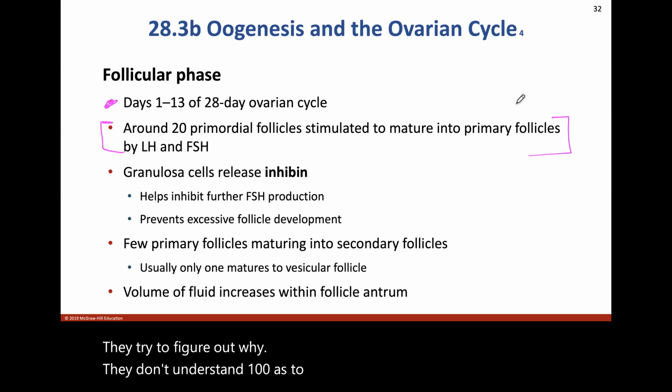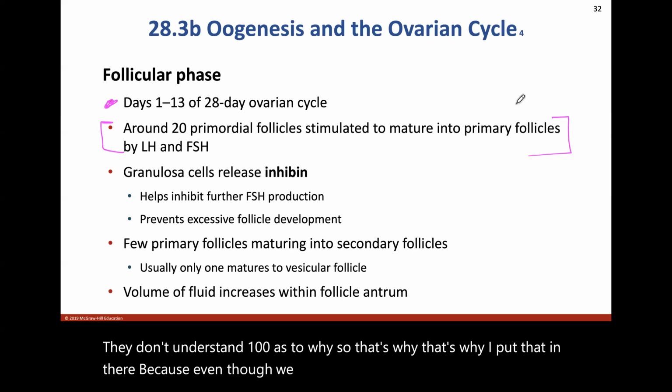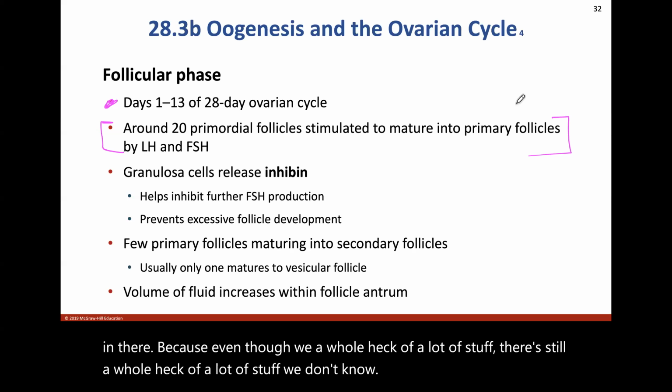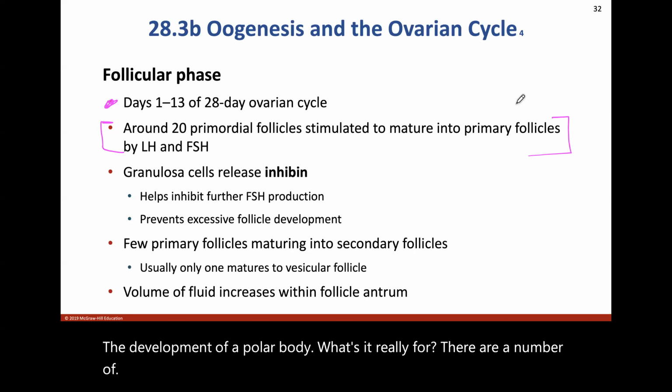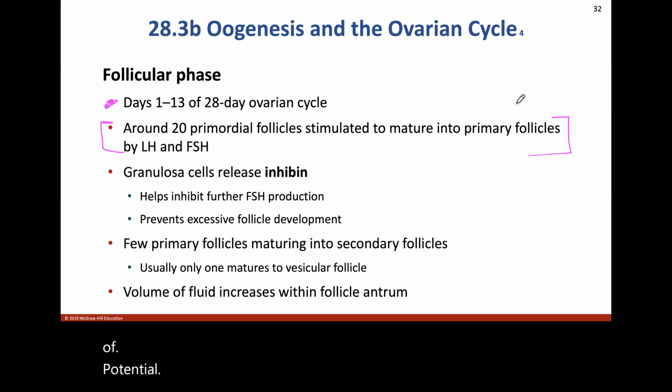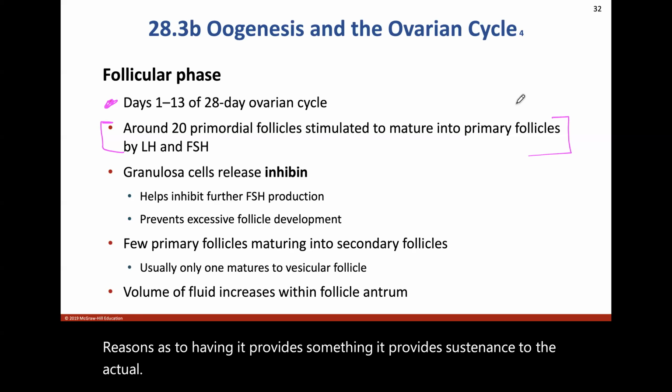So that's why I put that in there, because even though we know a whole heck of a lot of stuff, there's still a whole heck of a lot of stuff we don't know. Like the development of a polar body. What's it really for? There are a number of potential reasons as to having it. It provides sustenance to the actual egg that does fully develop.